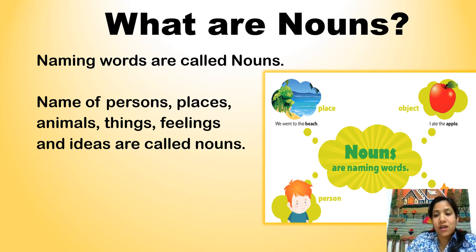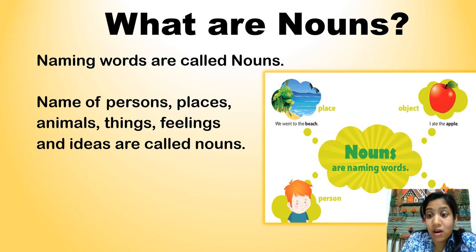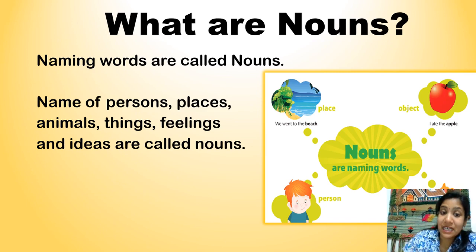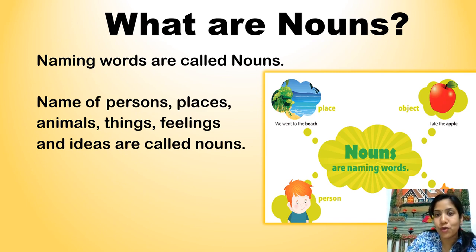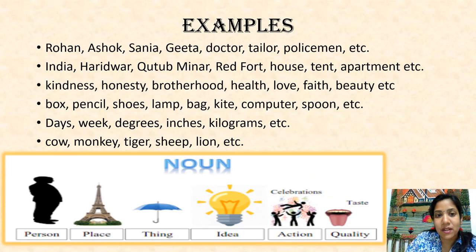First of all, what are nouns? You are very well aware of the topic. Let's discuss it again. Any naming word is called a noun. Noun is a name of a person, place, animal, thing, or feelings and ideas. Yes, any feelings and ideas are also nouns. Like for example, Rohan, Ashok, Geeta, doctor, tailor, policeman, etc.